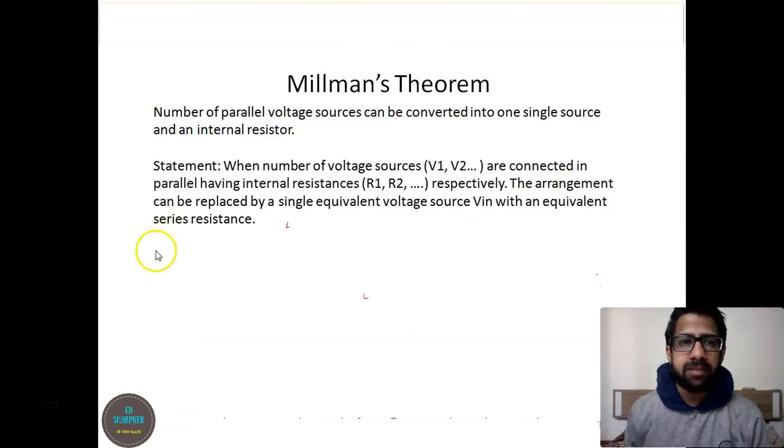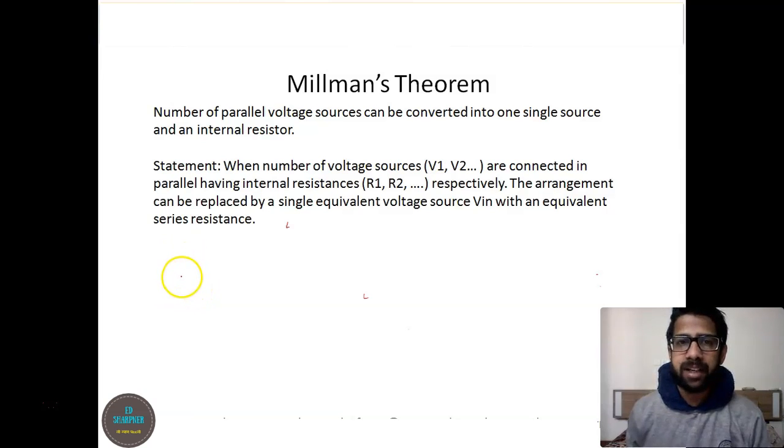According to Millman's theorem, a number of parallel voltage sources can be converted into one single source and an internal resistor. So consider a network wherein you have many voltage sources and each voltage source has internal resistance, and all these sources are connected in parallel. Now the circuit looks complicated, but according to Millman's theorem, this whole circuit can be converted into a single voltage source, a series resistance, and the required load resistance.